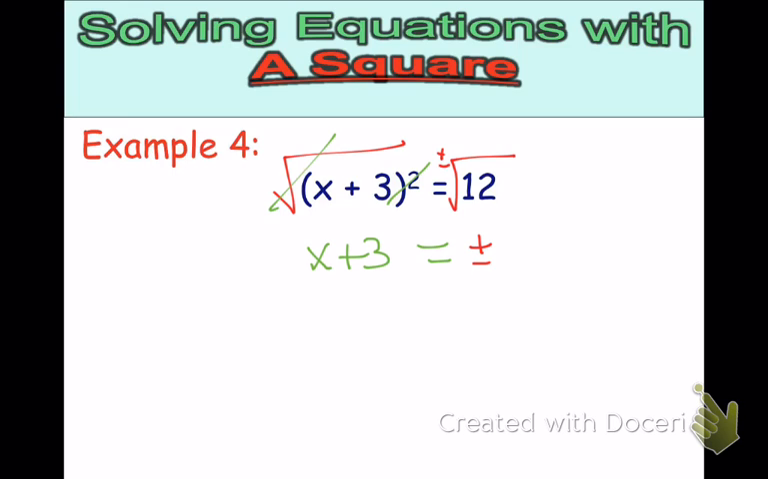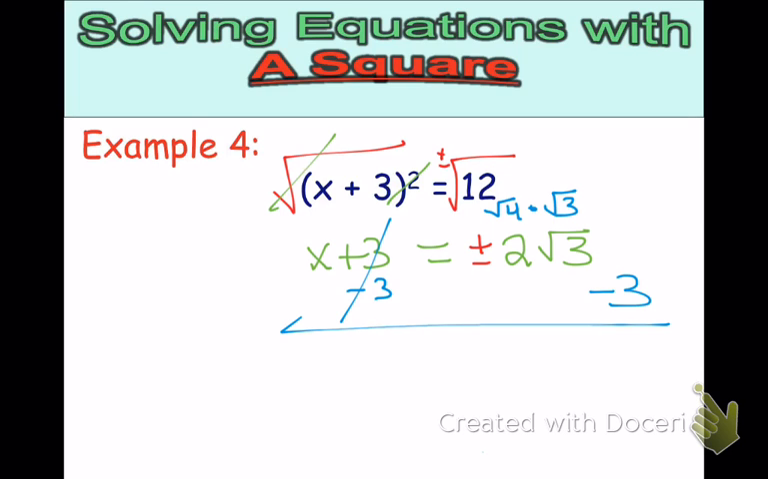But 12 is not a perfect square, so I'm going to simplify it to 4 times 3. You can't fit it in right where I'm putting it, just right off to the side. That's going to become a 2 radical 3. Now my next step is just moving the 3 from the left side to the right side. If you don't want to write it and just do it in your head, that's fine, or you can write it out. Preference is yours. These cancel.